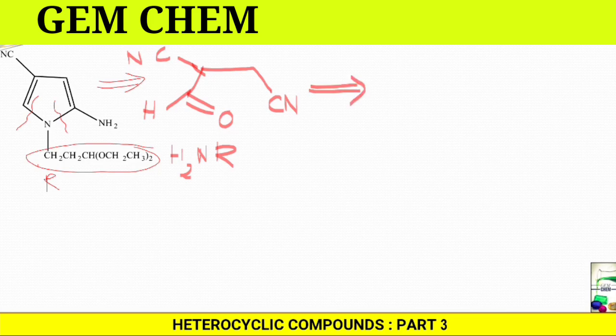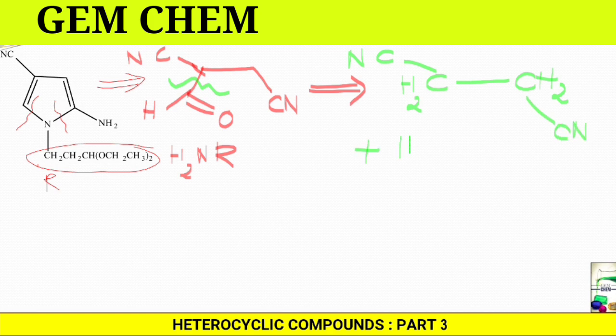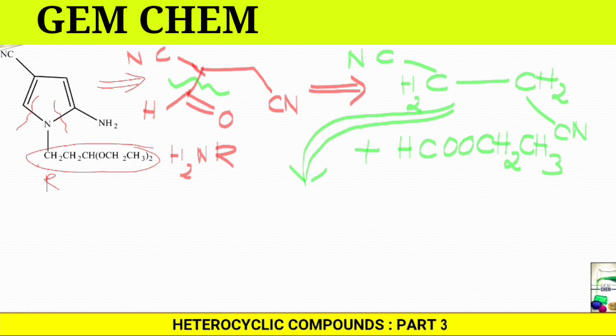Once you try to disconnect this one also in the same way as that of the previous one, so try to disconnect this part, you are going to get the synthon CH2, here you have CN, CH2, CN along with HCOOCH2CH3, right? Now from where do we get this one? If we try to get in the back position, this one will come from CONH2 and this one also CONH2.